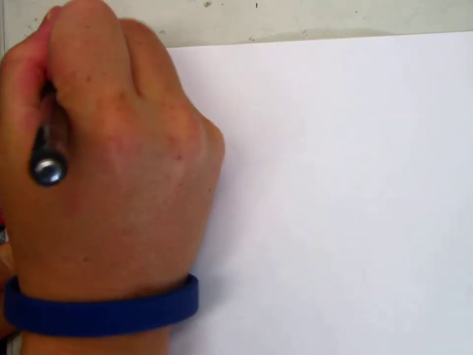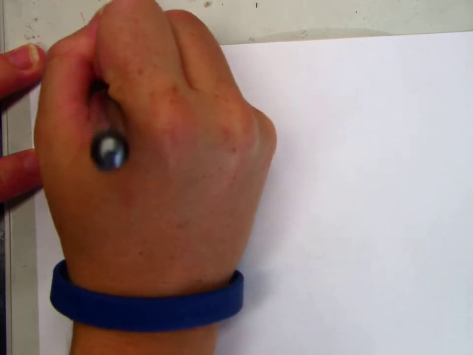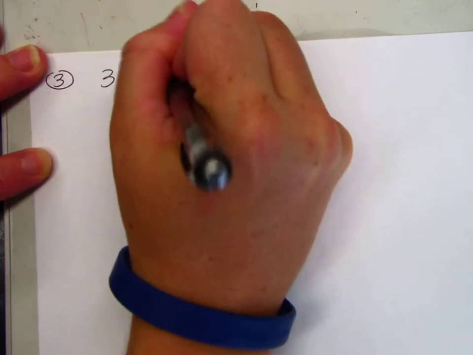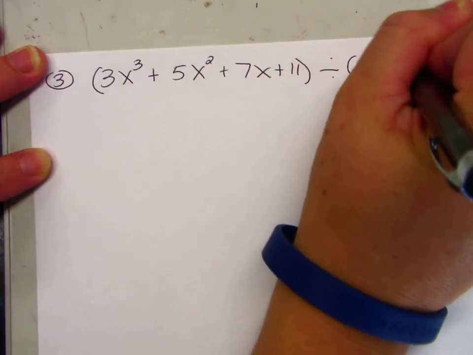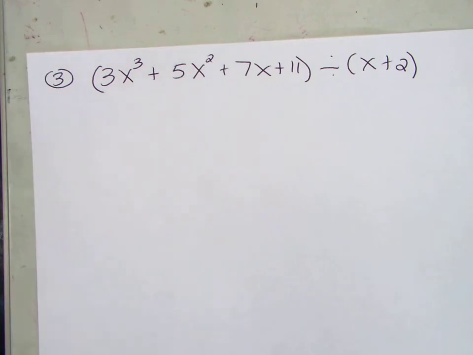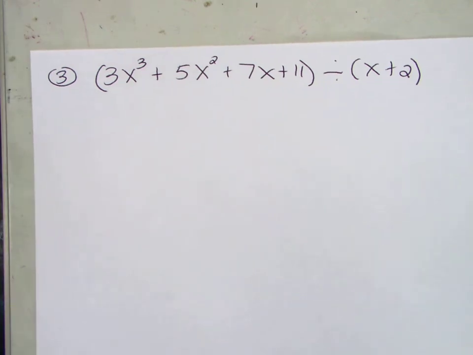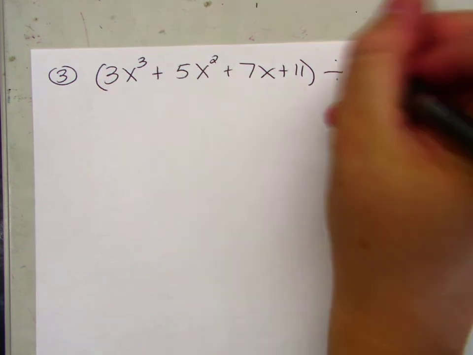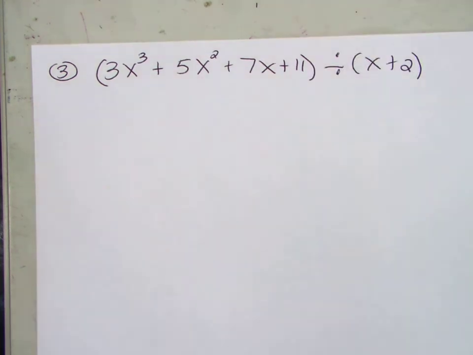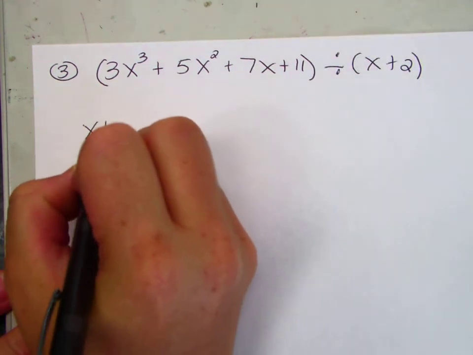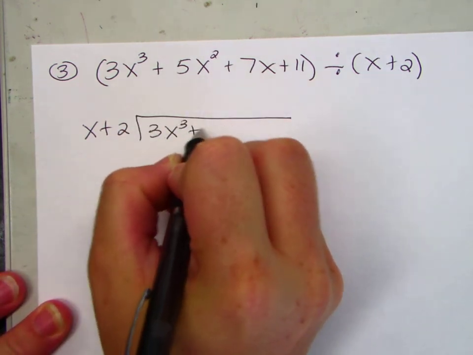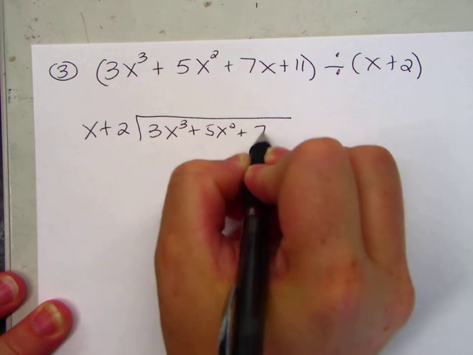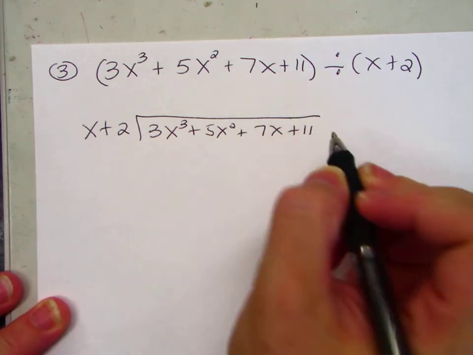Number 3. We've got 3x cubed plus 5x squared plus 7x plus 11 divided by x plus 2. We're going to divide these just like we did when there were no remainders. On a test or a quiz, you're not going to know if there's a remainder. You're just going to have to go through the problem. So write it like we do with long division: 3x cubed, 5x squared, 7x plus 11. I'm going to go a little faster now.